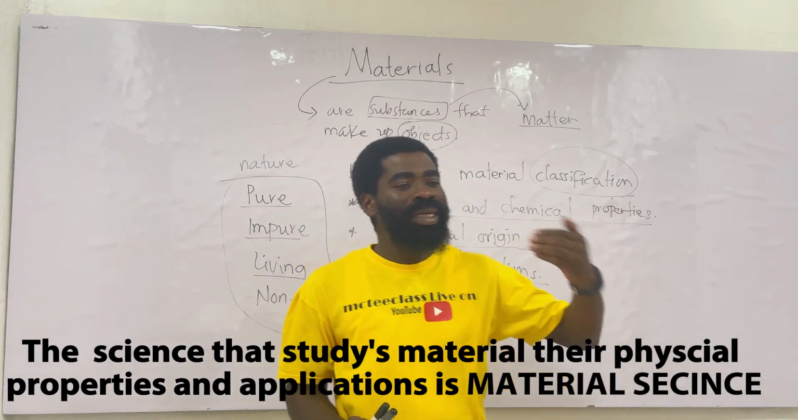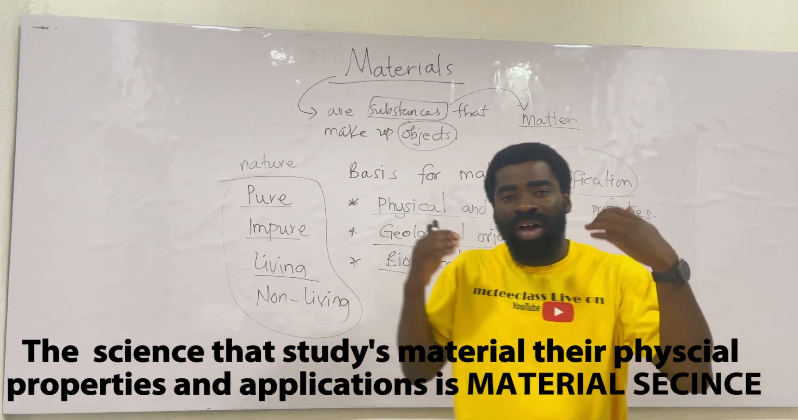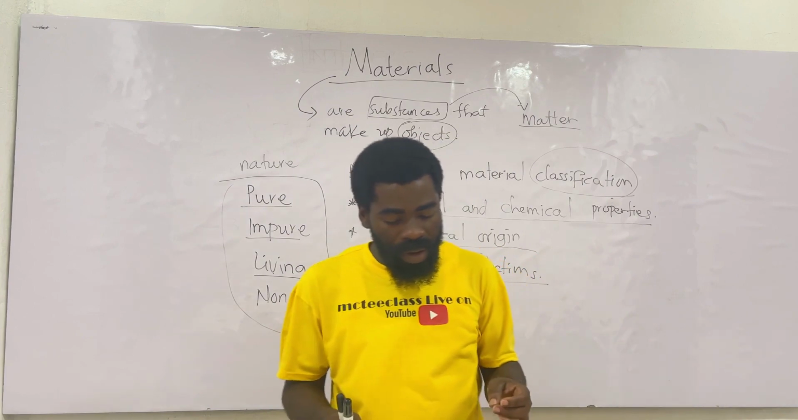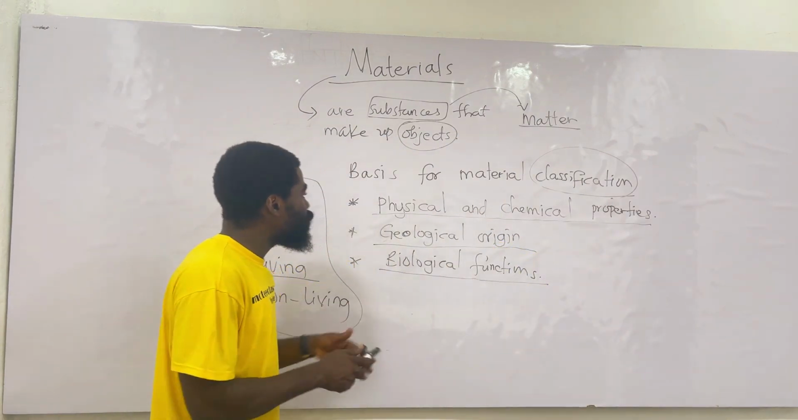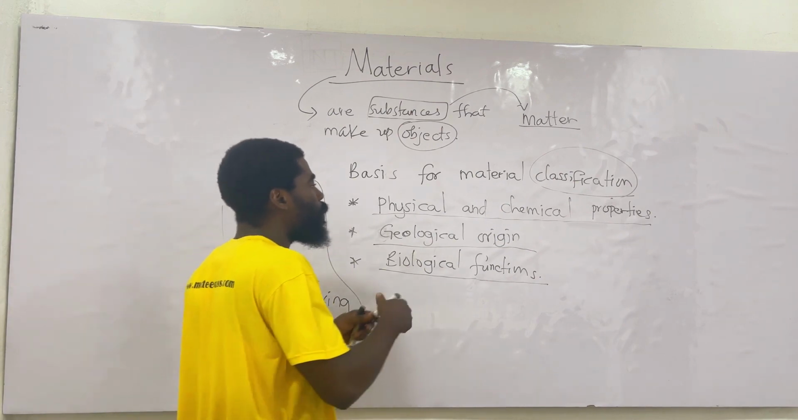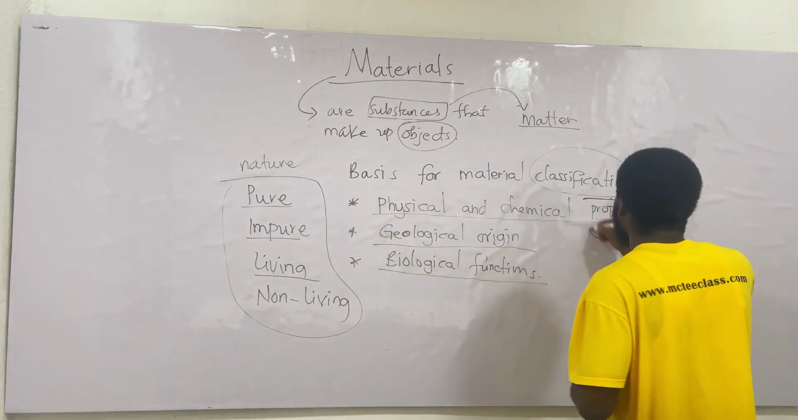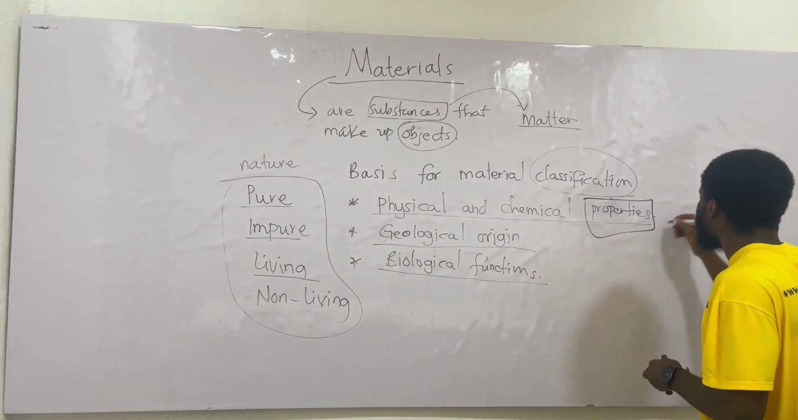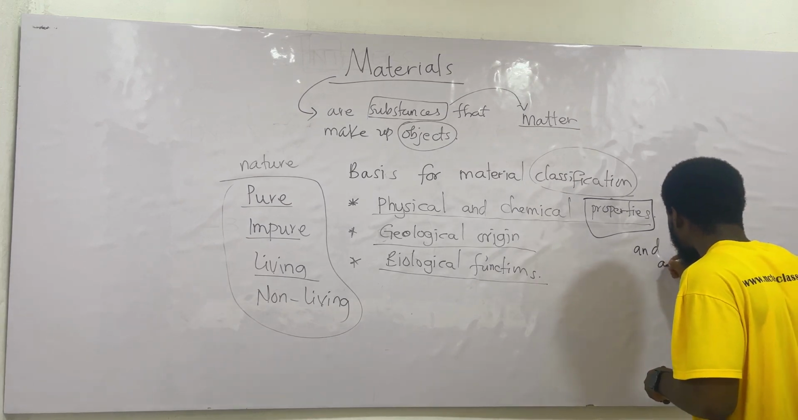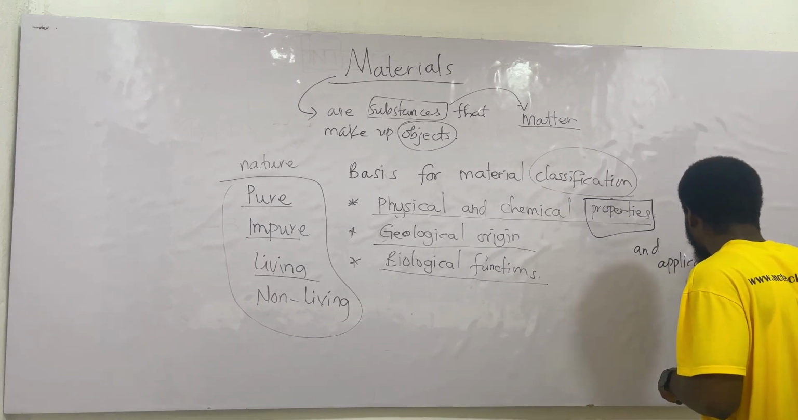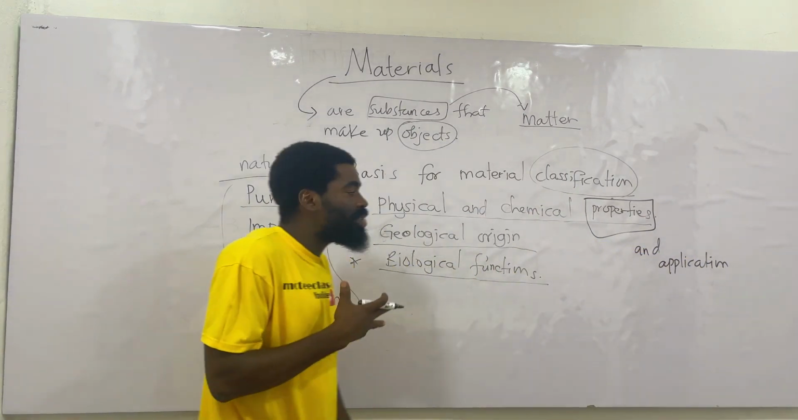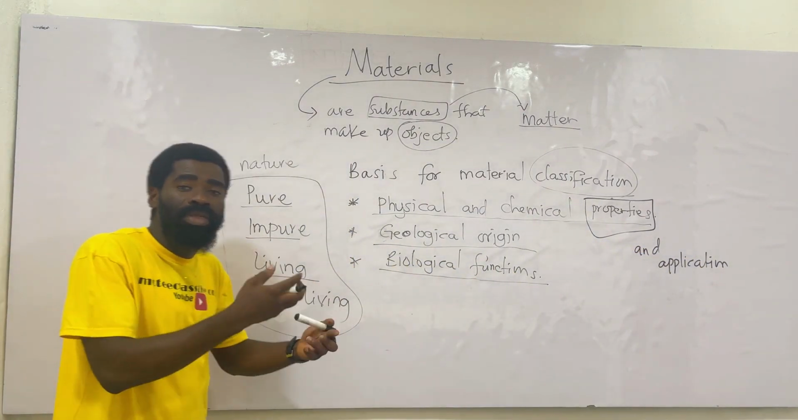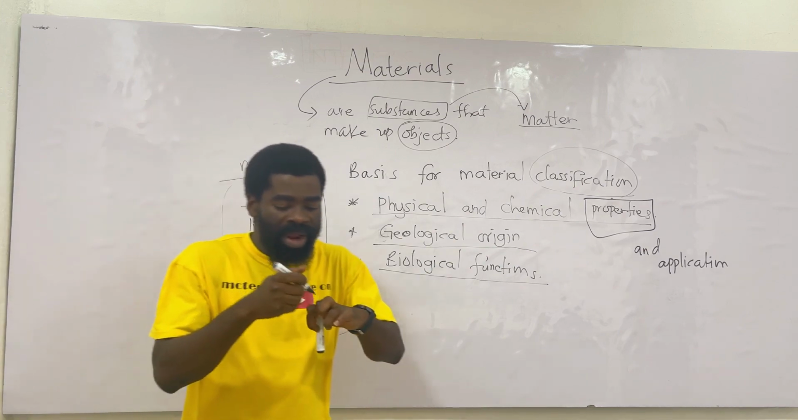So if you want to do material science in the future, then this is what you are going to focus on. You are going to focus on what? On the materials' properties and how to use them. So you focus on the materials, their properties and their applications. So material science deals with the properties and applications of the material. So that if you want to build something, I can tell the proper material for doing that.